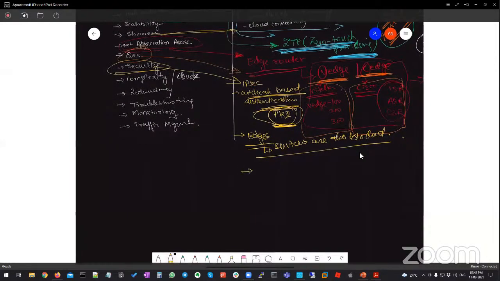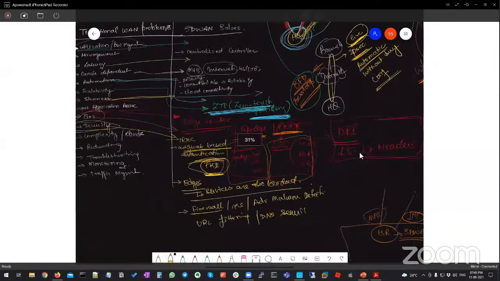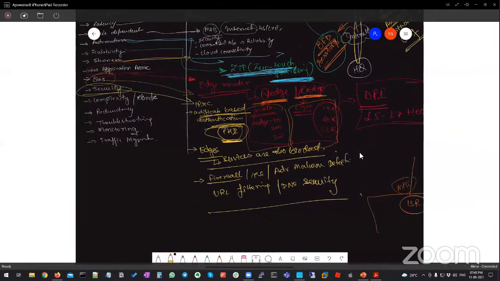Then you have support for a firewall as well. In your SD-WAN router, you have support for IPS, you have support for advanced malware detection. You have support for URL filtering. Okay, and DNS security. So these different types of security support you have in your SD-WAN router, which provide complete security. Okay.